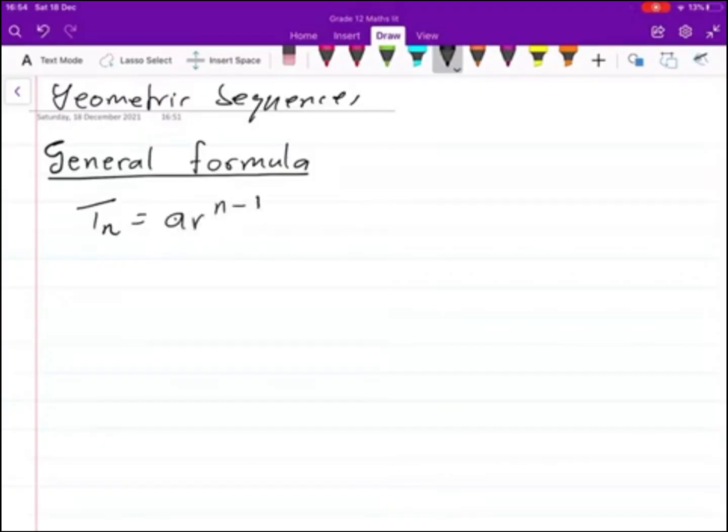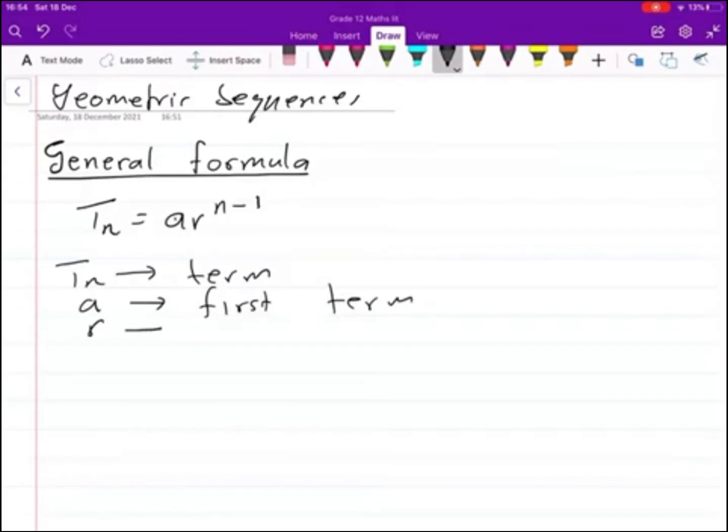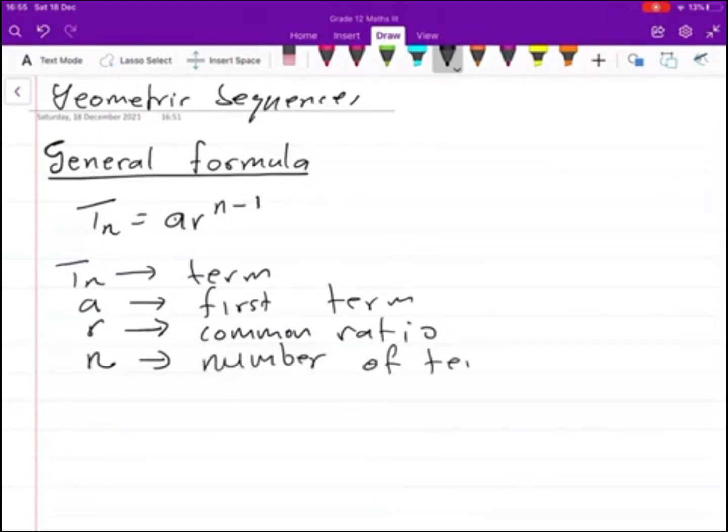Tn in this case stands for the term, a stands for the first term, r, now we no longer deal with the common difference, stands for the common ratio. n, as always, stands for the number of terms.